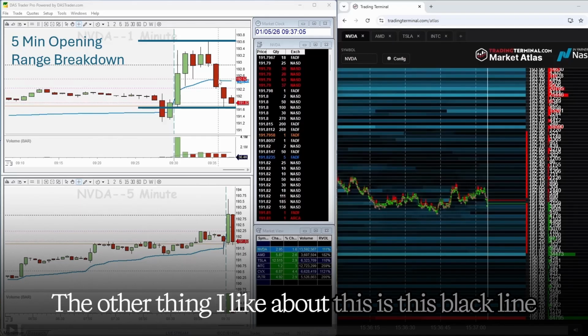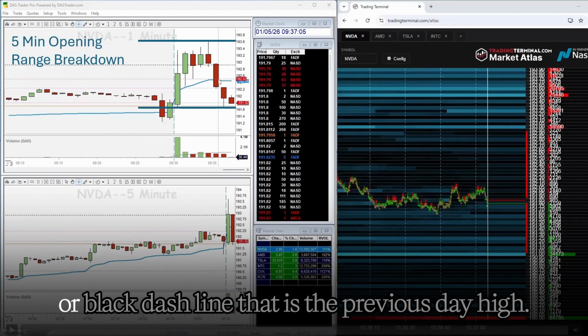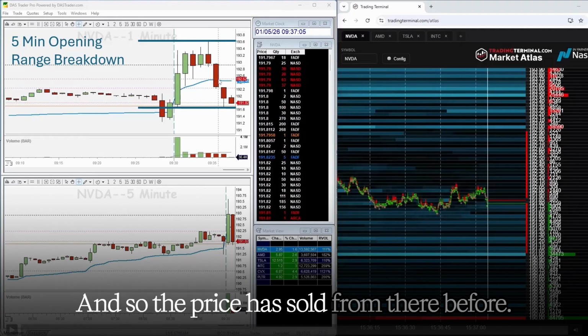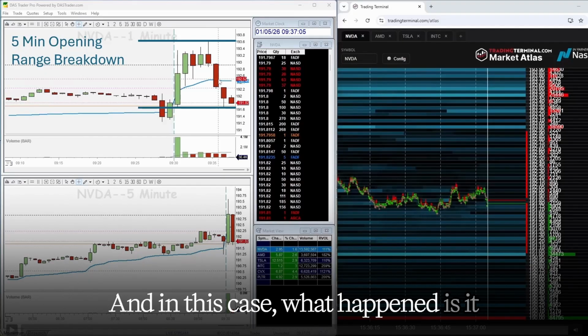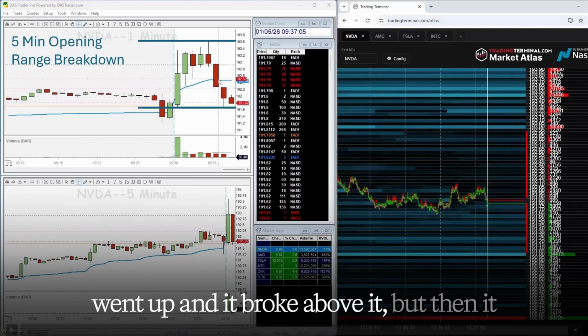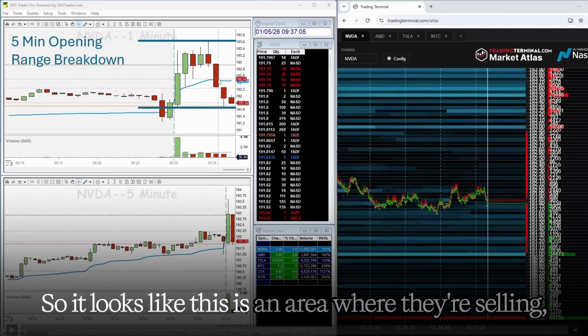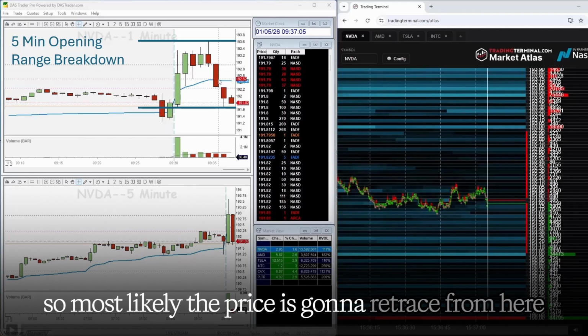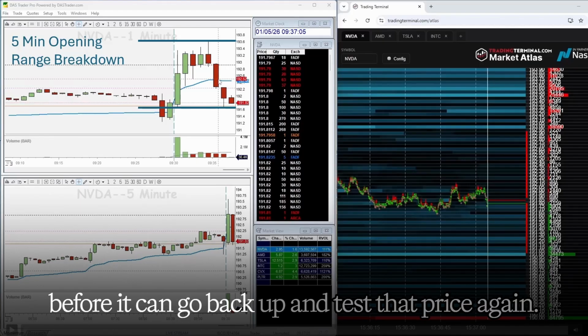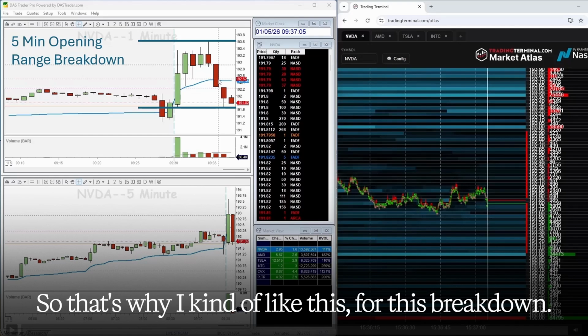The other thing I like about this is the black dashed line. That is the previous day high, so the price has sold from there before. In this case, it went up and broke above it, but then immediately rejected and went back down. So it looks like this is an area where they're selling. Most likely the price is going to retrace from here before it can go back up and test that price again. That's why I like this for this breakdown.